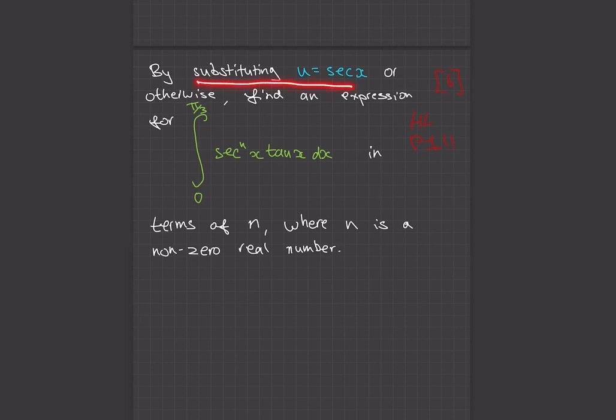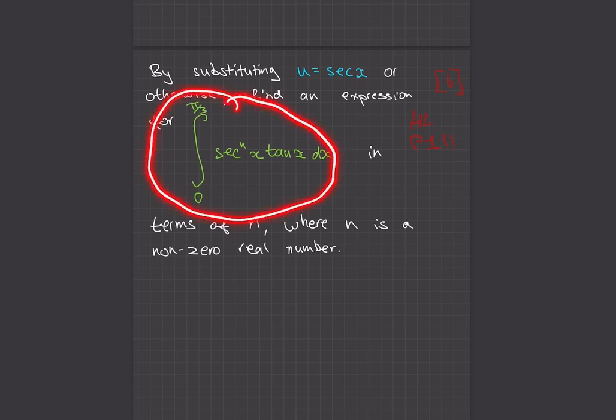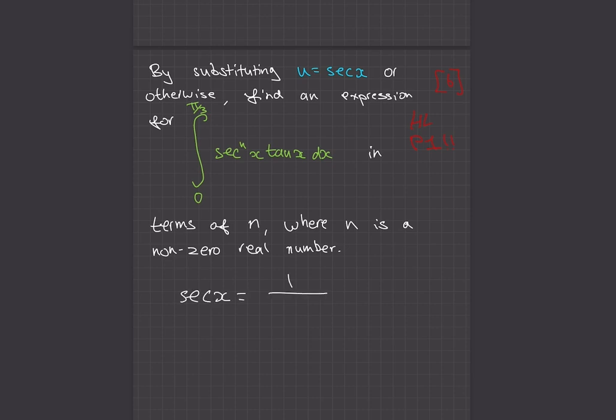They say by substituting u equals sec x or otherwise, so we're not limited to that method, we have to find an expression for this integral over here. So it's the integral from 0 to pi over 3 of sec to the power n x times tan x dx. And we have to find it in terms of n, where n is a non-zero real number. So a quick reminder, sec x is just the reciprocal of cosine of x.